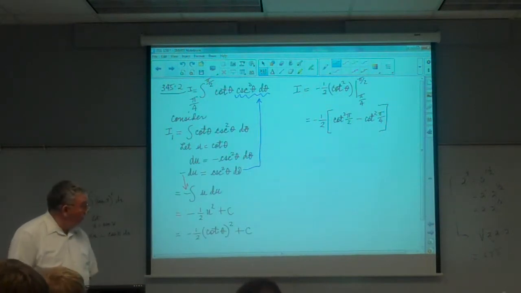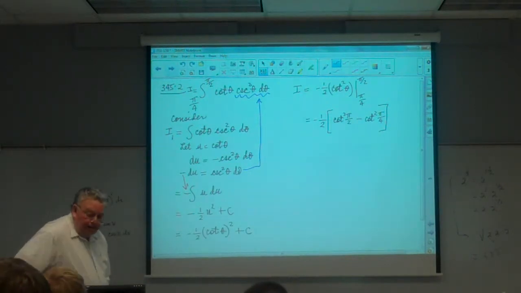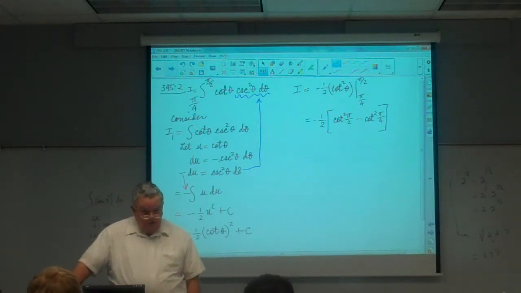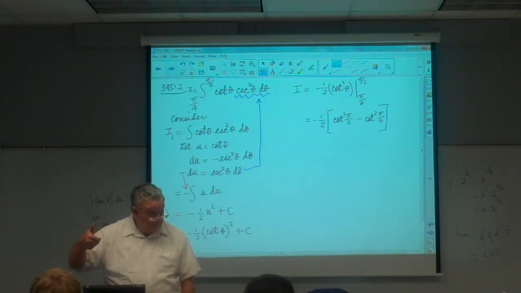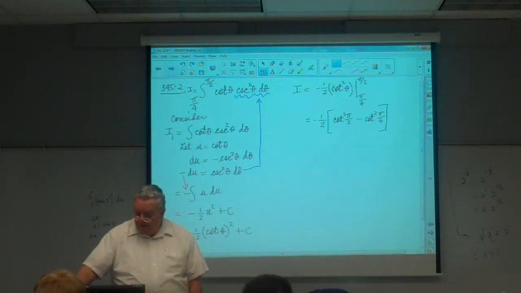But you know what? I know what the tangent of pi over 4 is. Do you? It's 1. If you put it in your calculator, pi over 4 is the same as 45 degrees, so if you put in tangent of 45 degrees, you get 1. If you know the tangent, how do you get the cotangent? Agreed? And the cotangent of pi over 2?